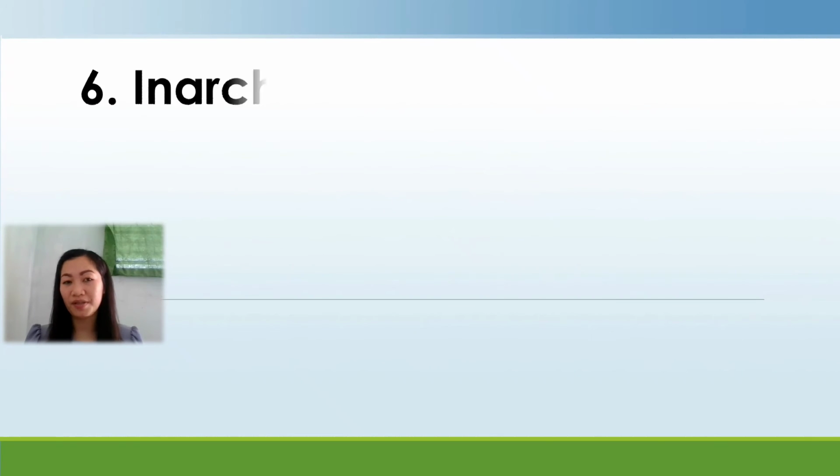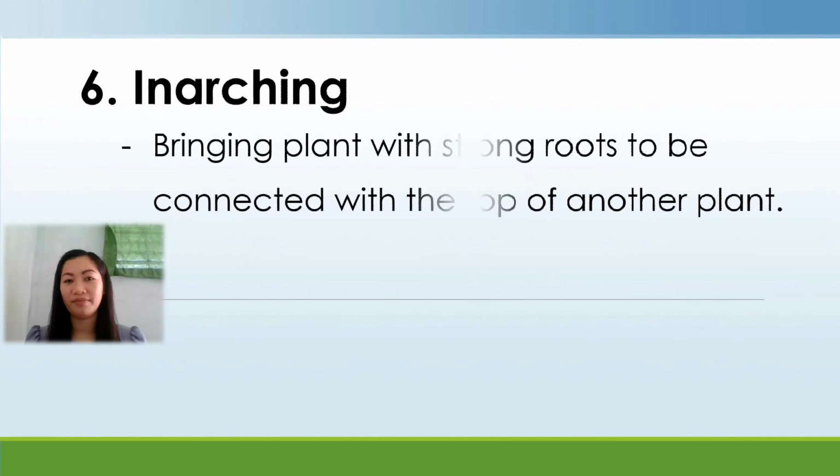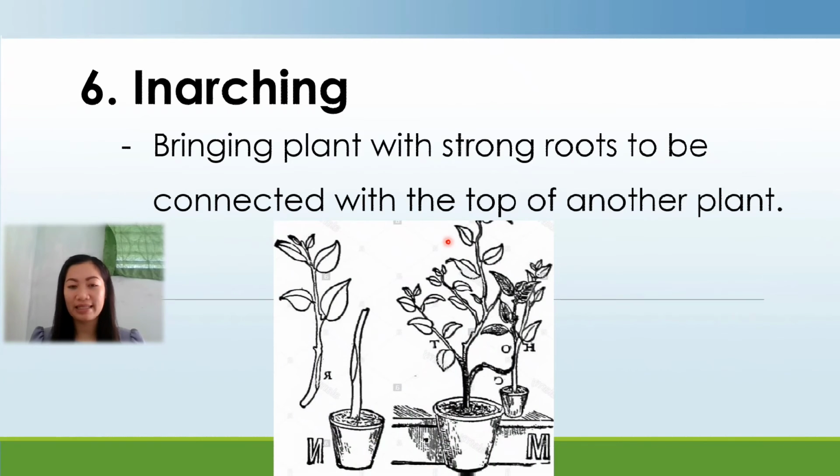Next is number 6. We have the inarching. Inarching means bringing a plant with strong roots to be connected with the top of another plant. So like this one. This is the root, a strong root. And we have to attach the stem and then another stem. We have to put them together.